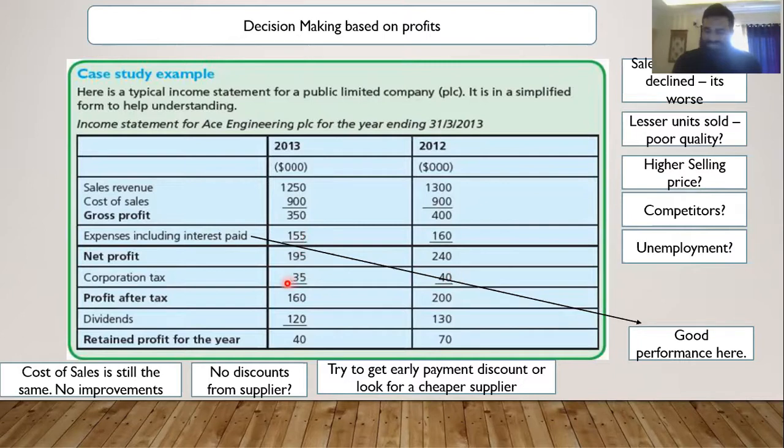If you see corporation tax, this is out of our control. It has declined due to the decline in profits. See, lesser profits, lesser tax. More profits, more tax. So I cannot do anything about corporation tax.